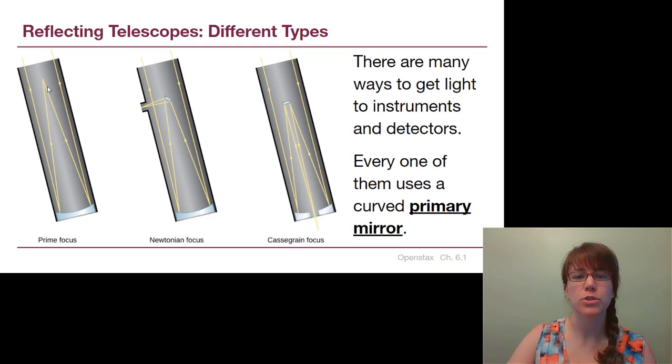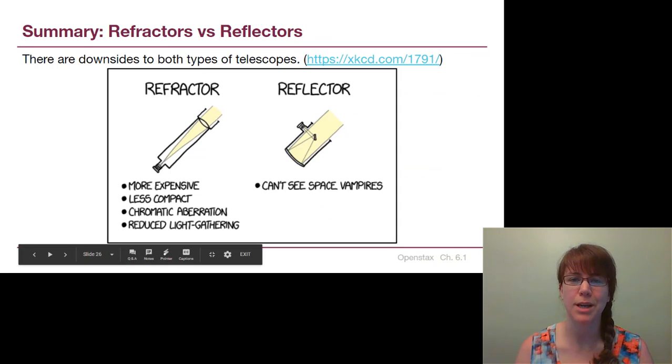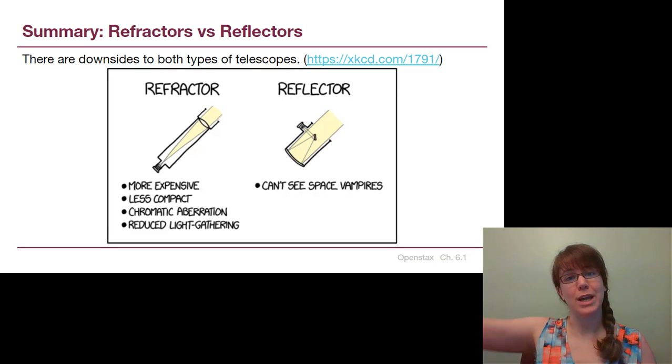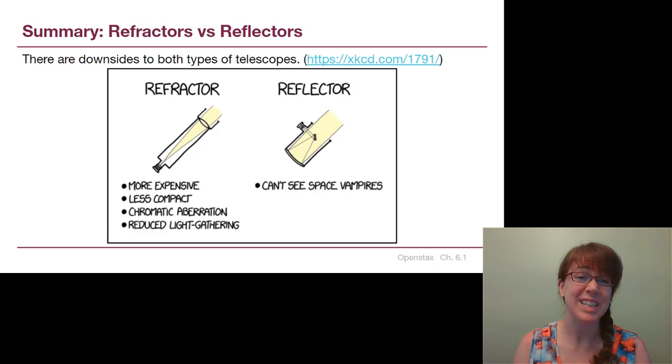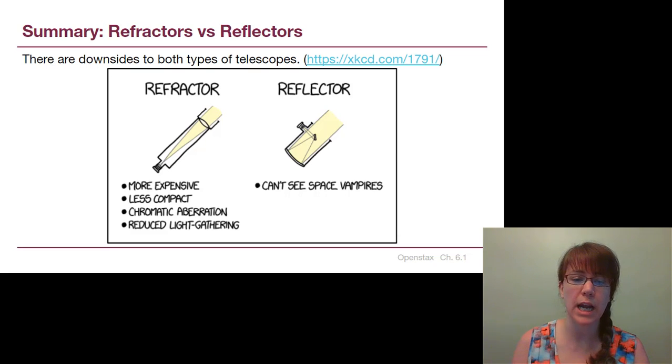Okay, so to our summary slide then of the downsides to both types of telescopes. It's a webcomic. Refractors are more expensive to make. They're less compact because you have to have that really long telescope tube. They have that chromatic aberration issue, so now you know that term that was in a webcomic. And the reduced light gathering means we can't actually build them to be big, wide across. And then the only downside to reflectors is that you can't see space vampires.